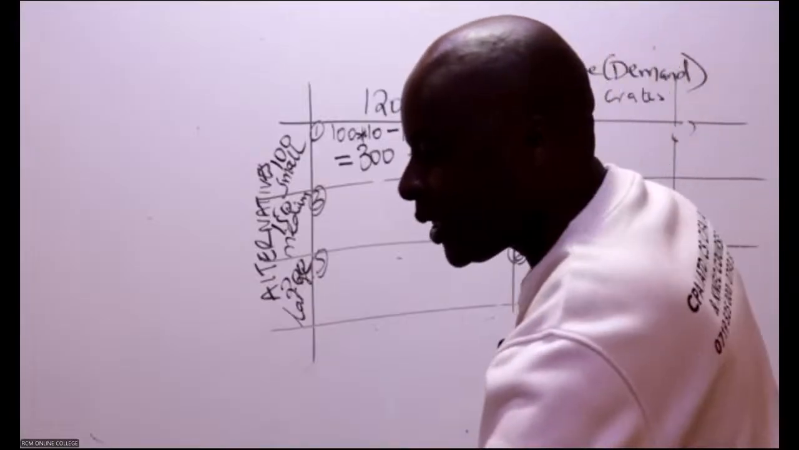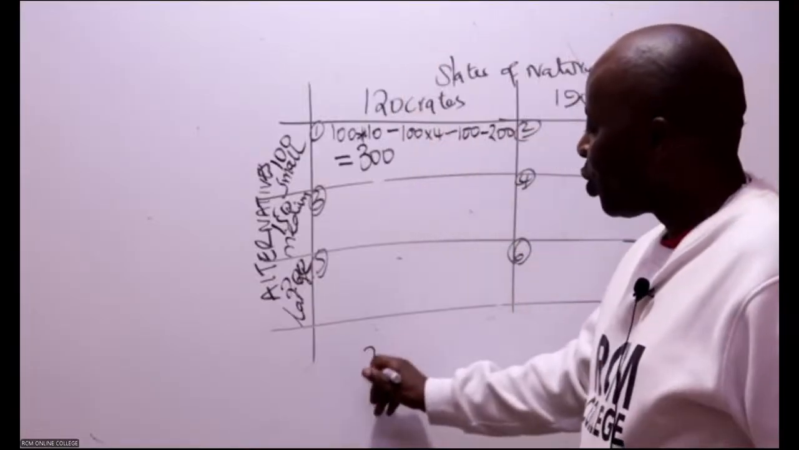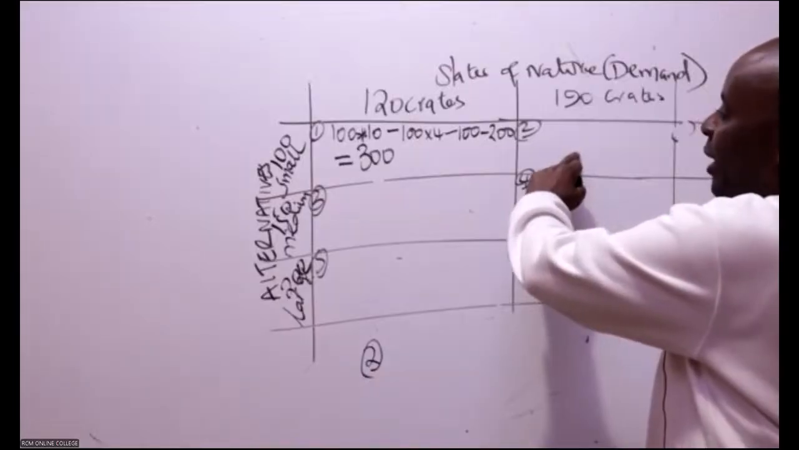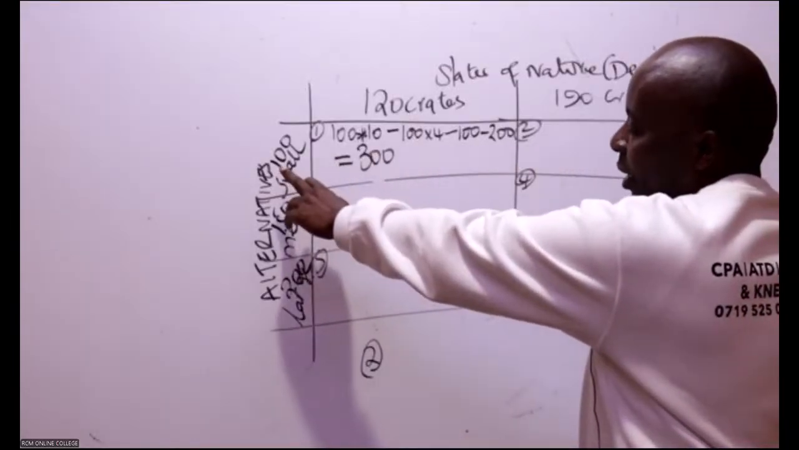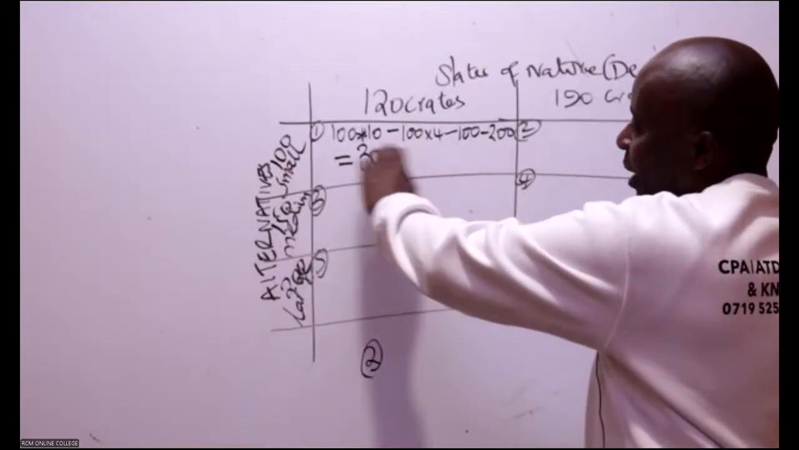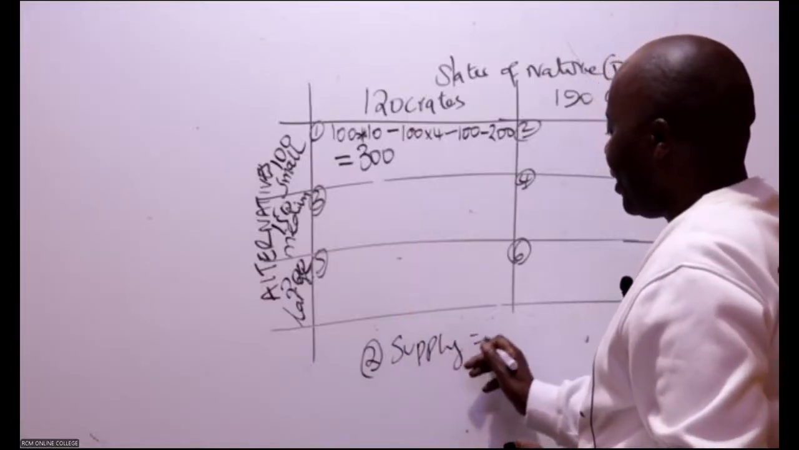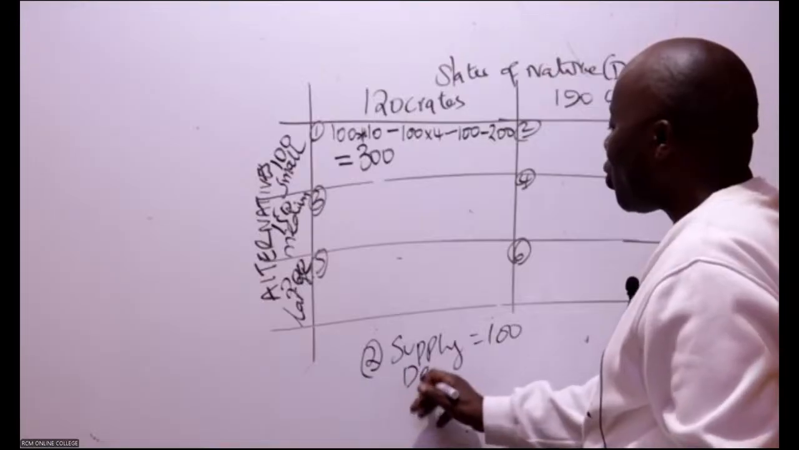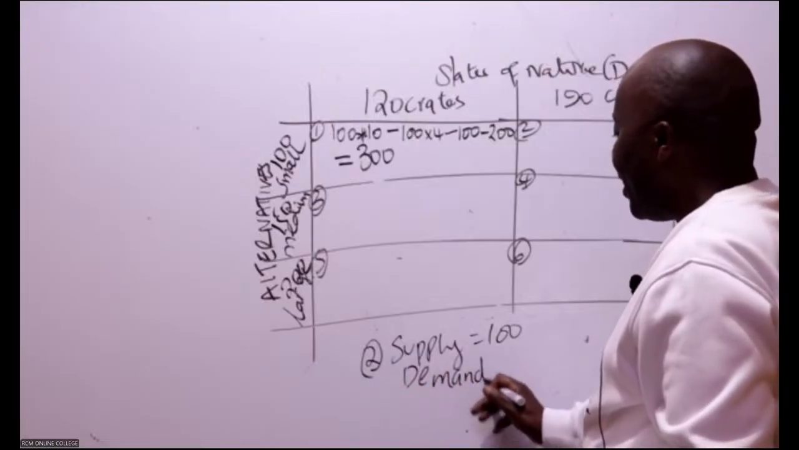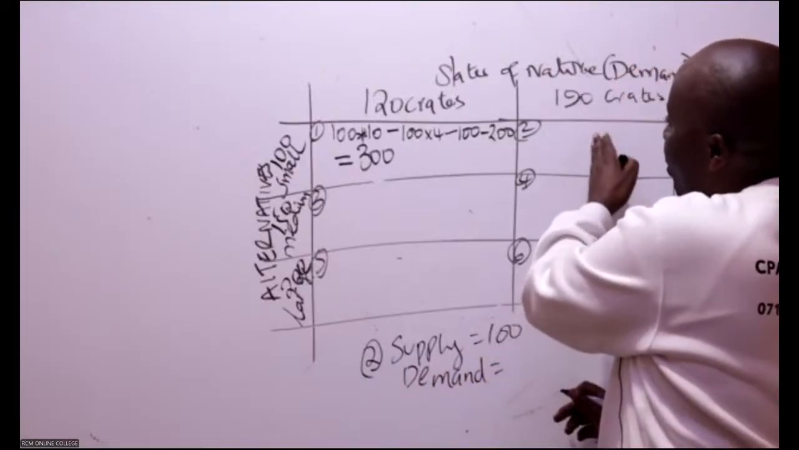The same, right? So we look at number 2. So for number 2, remember, row-wise, I have my capacity. So in this case here, capacity, I can only supply 100. And demand is so high. Demand for this, number 2, is 190.